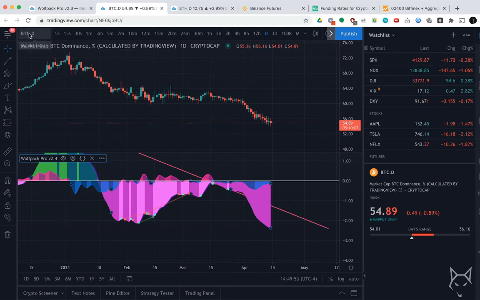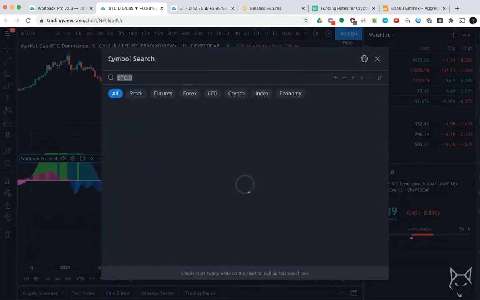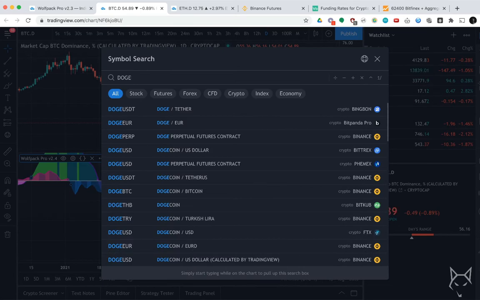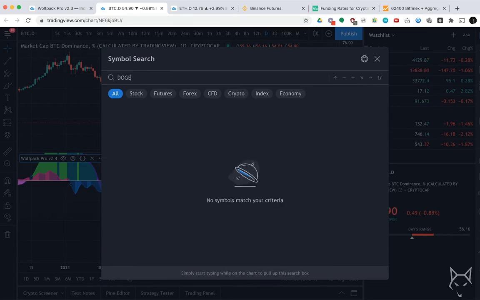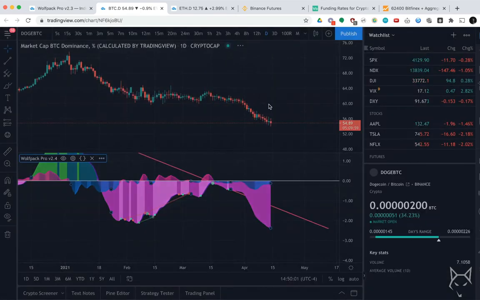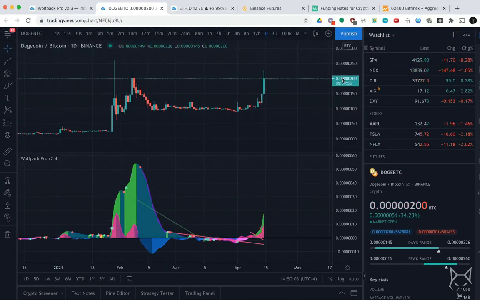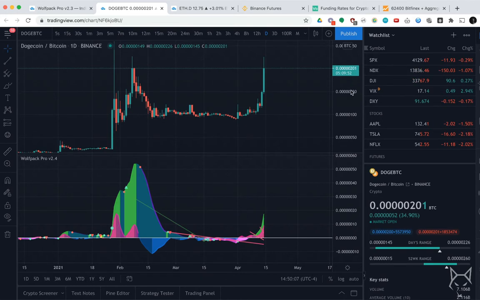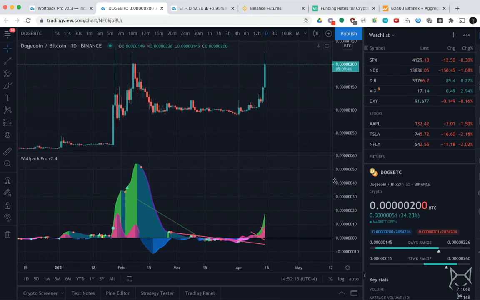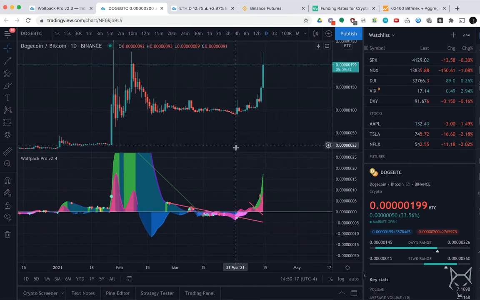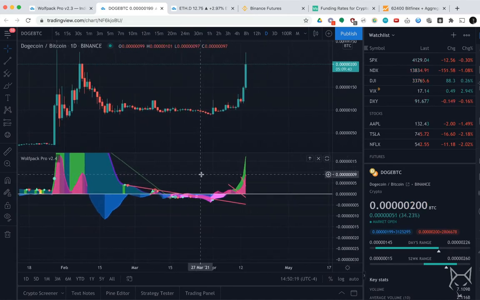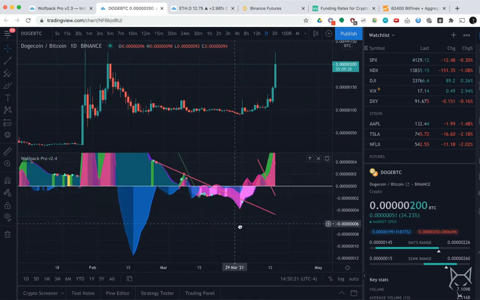So we can go to maybe the Dogecoin chart here. So Doge BTC, and here we can see that Dogecoin, with respect to how well it's performing in comparison to Bitcoin, is approaching the all-time high once again. And you could have just set an alert here.